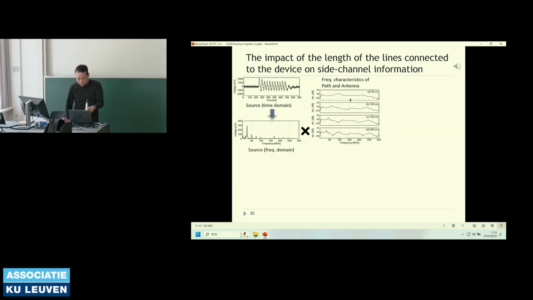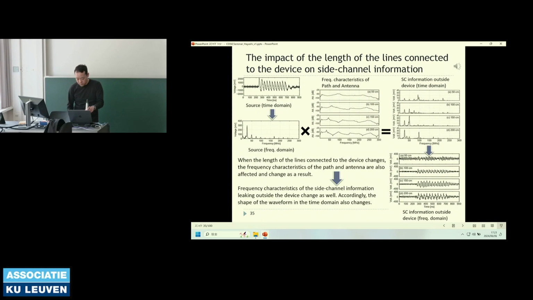When connecting the 4 cables to the model board, it becomes apparent that the frequency characteristics of the path and antenna differ. As the length of the connecting cable increases, the observed peaks in the frequency characteristics of the path and antenna shift to lower frequencies. This is thought to be because the longer the cable, the longer the wavelength that resonates, resulting in lower frequencies. Therefore, the frequency characteristics of the side channel information observed outside the device are influenced by the frequency characteristics of the source, path, and antenna, and vary with each connecting wire. Similarly, the waveform in the time domain also changes significantly.